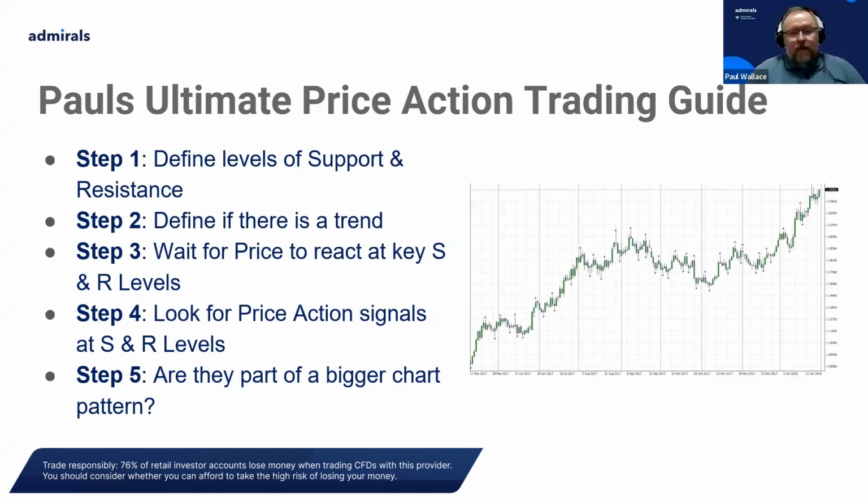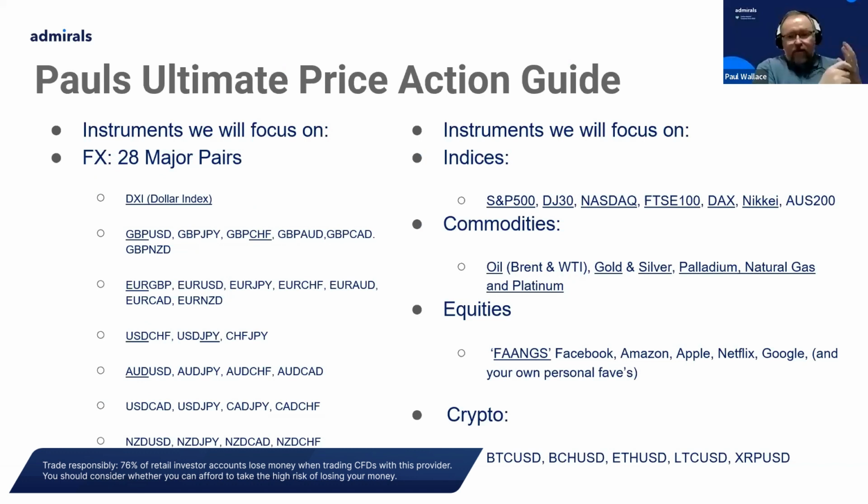So what we're looking to achieve is, we start with a big broad definition, a broad range of instruments for us to look at, namely the FX major pairs, the dollar index, and 28 of the other major and minor crosses, a lot of the major global indices, a lot of the major global commodities, equities, and some elements of crypto.